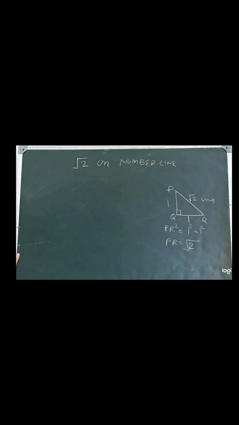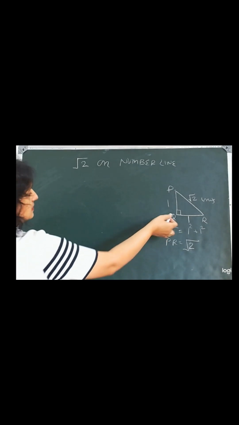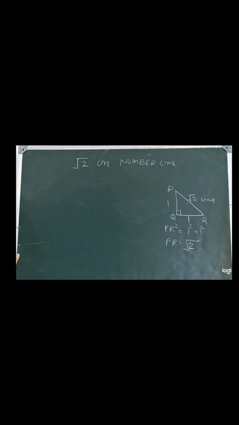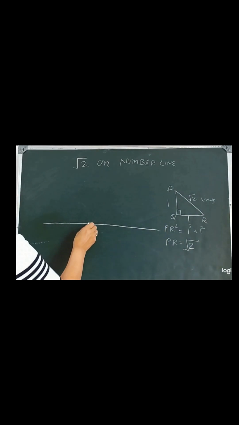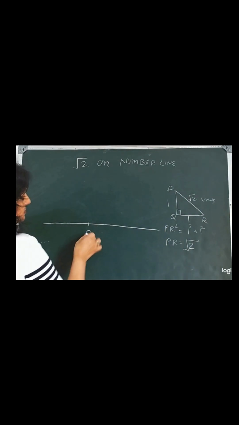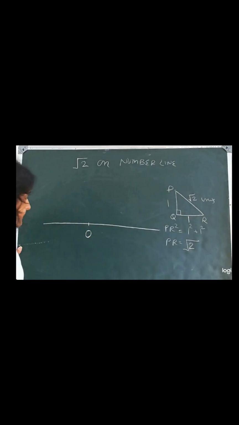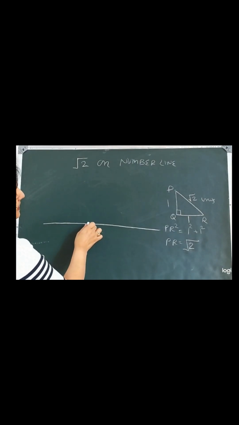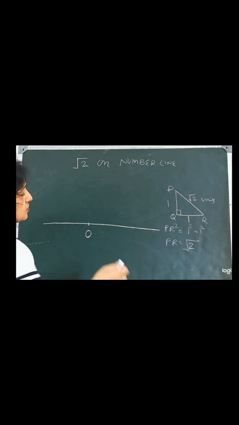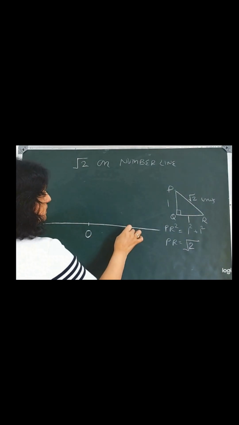Correct? So we are going to use this concept, Pythagoras concept, for the spiral diagram, or you can say for the representation of irrationals on number line. For this, what we need to do, draw one number line, mark this as the origin, this is the 0, then take any distance of your choice and call it 1 unit.